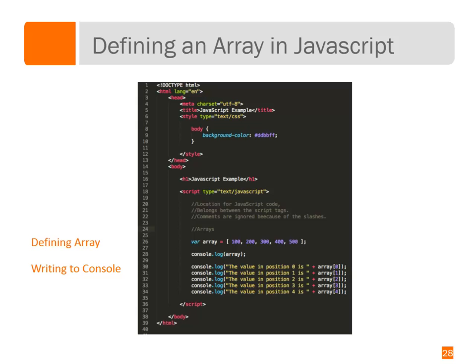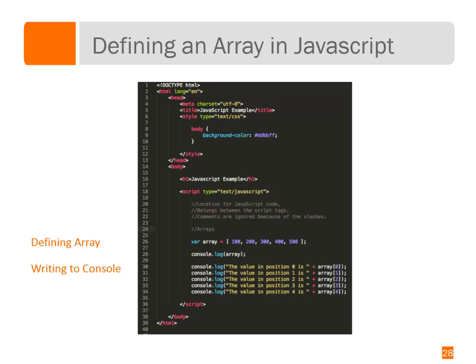Now, some of you guys may be wondering, well, what's going on with this position 0? So in JavaScript, 0 is the first valid position. That's why we're utilizing the 0 there instead of the 1.